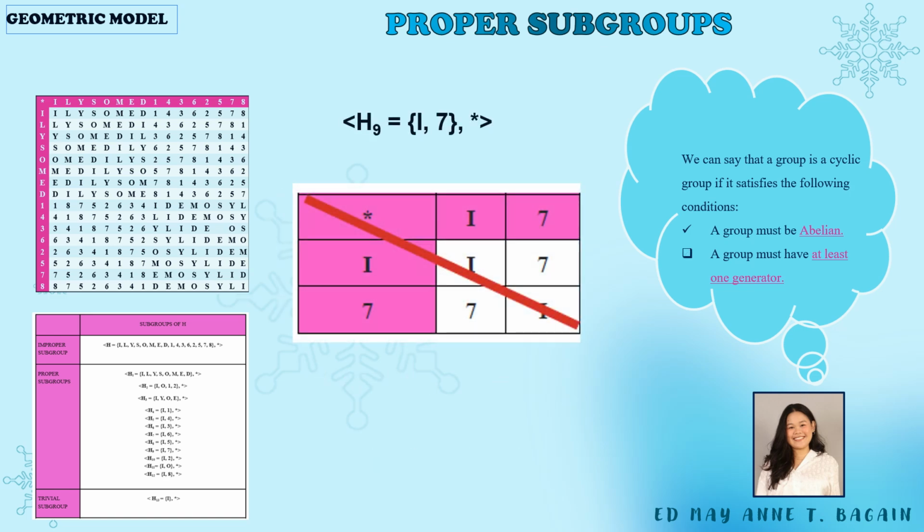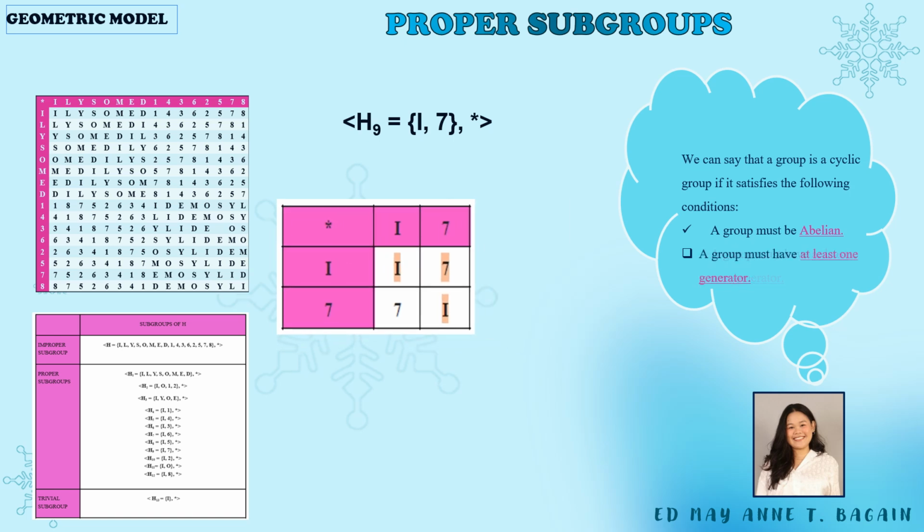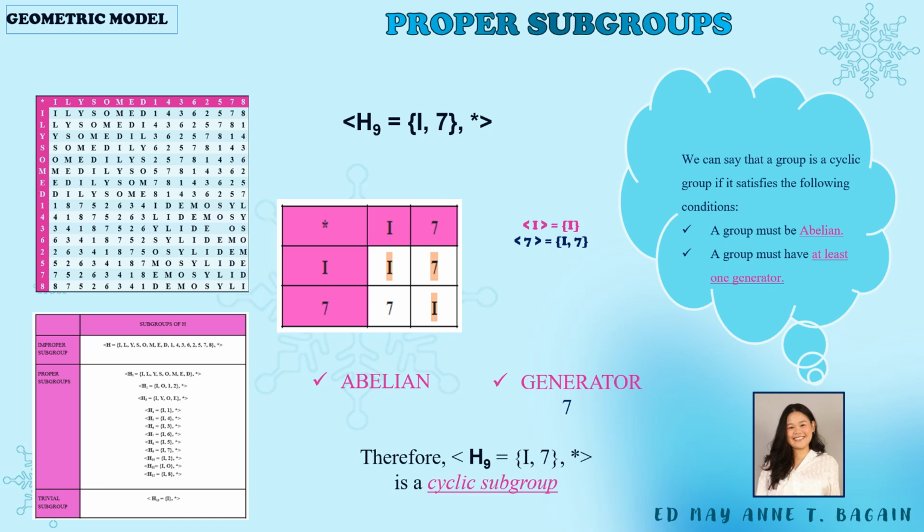And next we will be exploring the next proper subgroup. We have H sub 9 is equal to I and 7 under the operation star. It is also still the same because it is abelian, as we can see, and 7 is the generator of this table because it generates all of the elements in this subgroup, which is 7 and I. So all of the conditions are met, which is the table should be abelian and has at least one generator, meaning H sub 9 is equal to the elements I and 7 under the operation star is a cyclic subgroup.